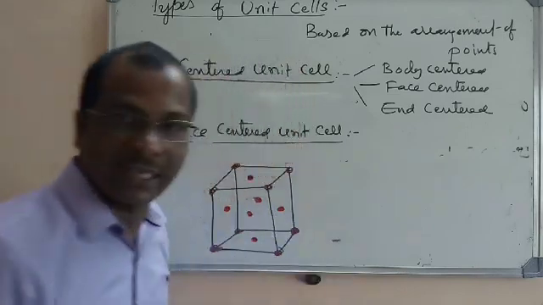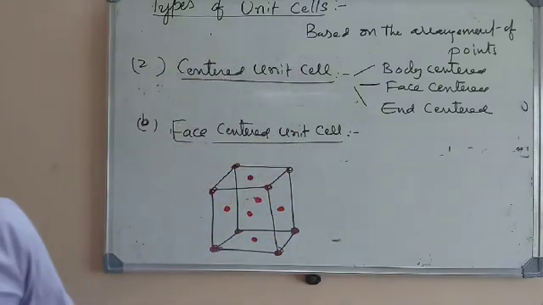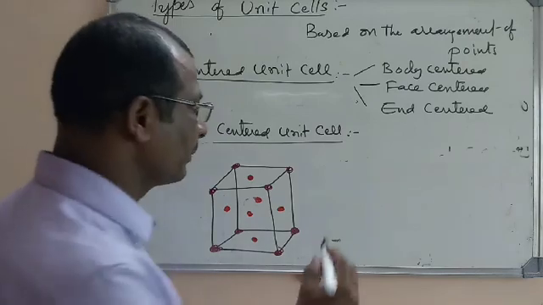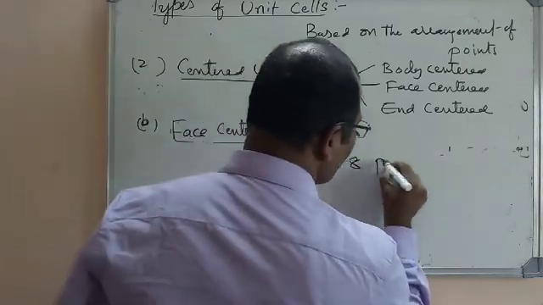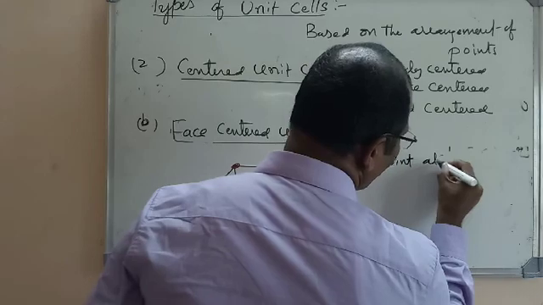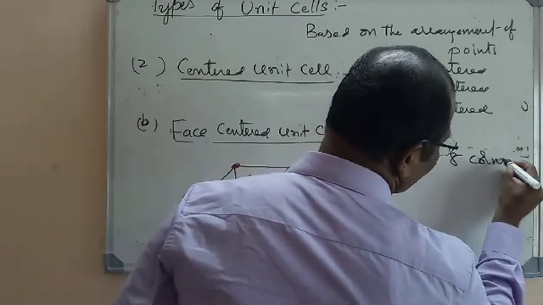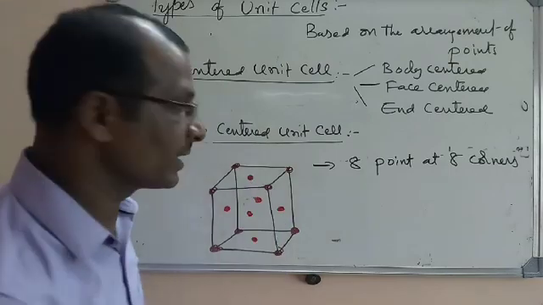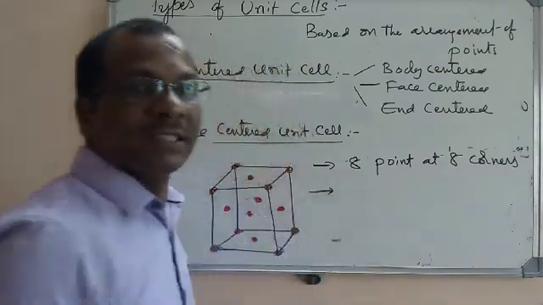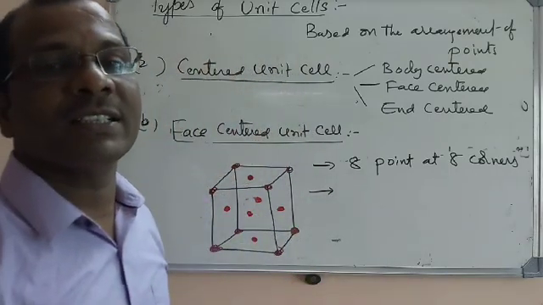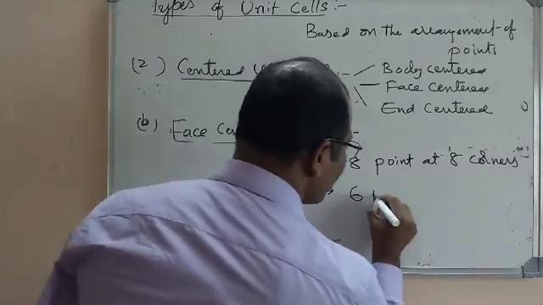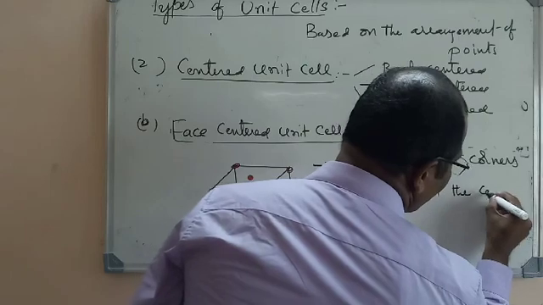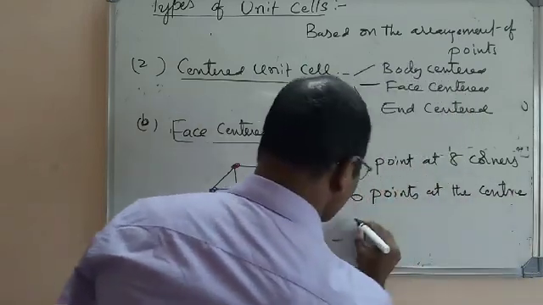Face-centered unit cell will have, firstly, every unit cell I told you, it will have a primitive arrangement. Primitive arrangement means 8 points at 8 corners. First, face-centered will have 8 points at 8 corners. In addition to that, 6 points at the center of the 6 faces.